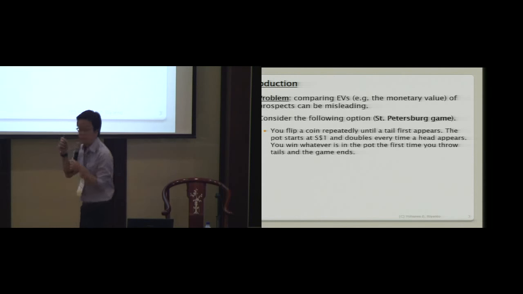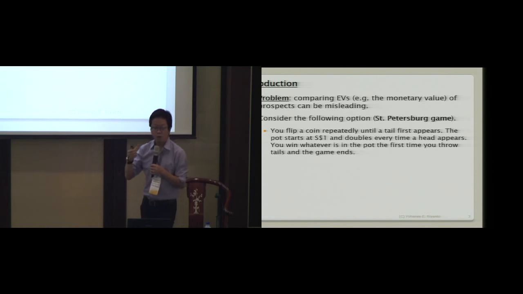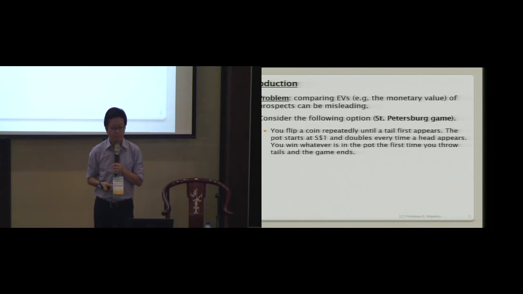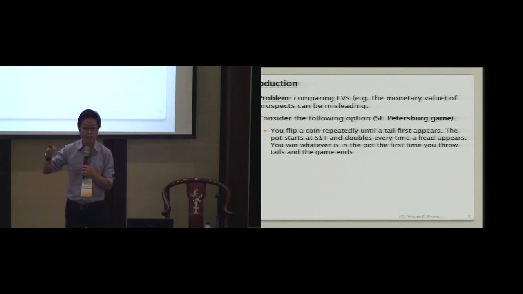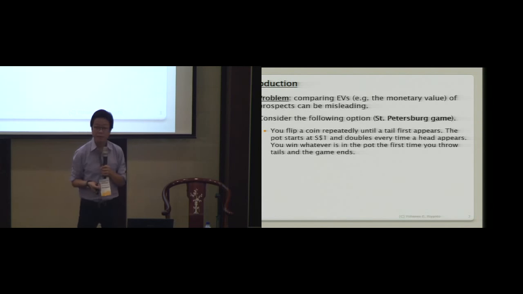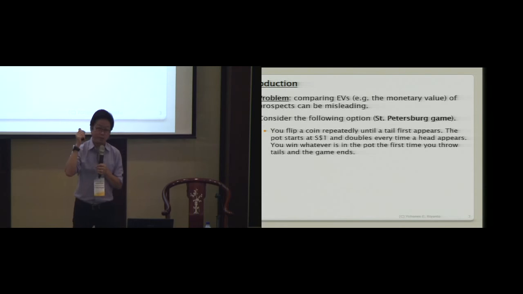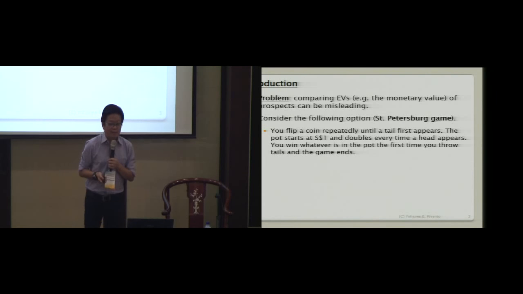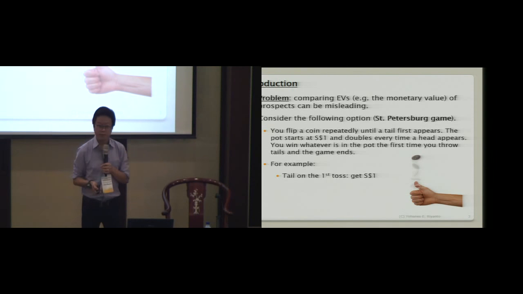Let me explain. It's a very simple game. You flip a coin repeatedly until a tail first appears. The pot, the prize, starts at $1, and it doubles every time heads appears instead of tails. So every time you get heads, the play goes on and the pot doubles. You will win whatever is in the pot the first time you get a tail. So when tails comes out, that's the end of the game, and you get whatever amount of money is in the pot. Now, of course, you can calculate the chance of getting tails on the first toss. You get $1.